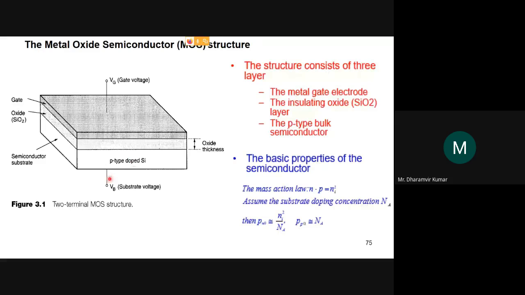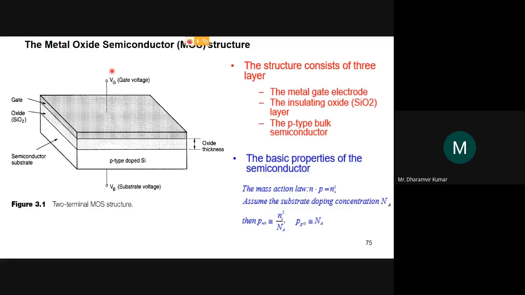Remember, this is the substrate terminal that's taken out from the substrate or bulk or body area. The voltage applied at this terminal is generally called the substrate voltage. We can also call this the body voltage or the bulk voltage, but the more popular term is the substrate voltage, and it is denoted by VB. The gate voltage is denoted by the symbol VG.